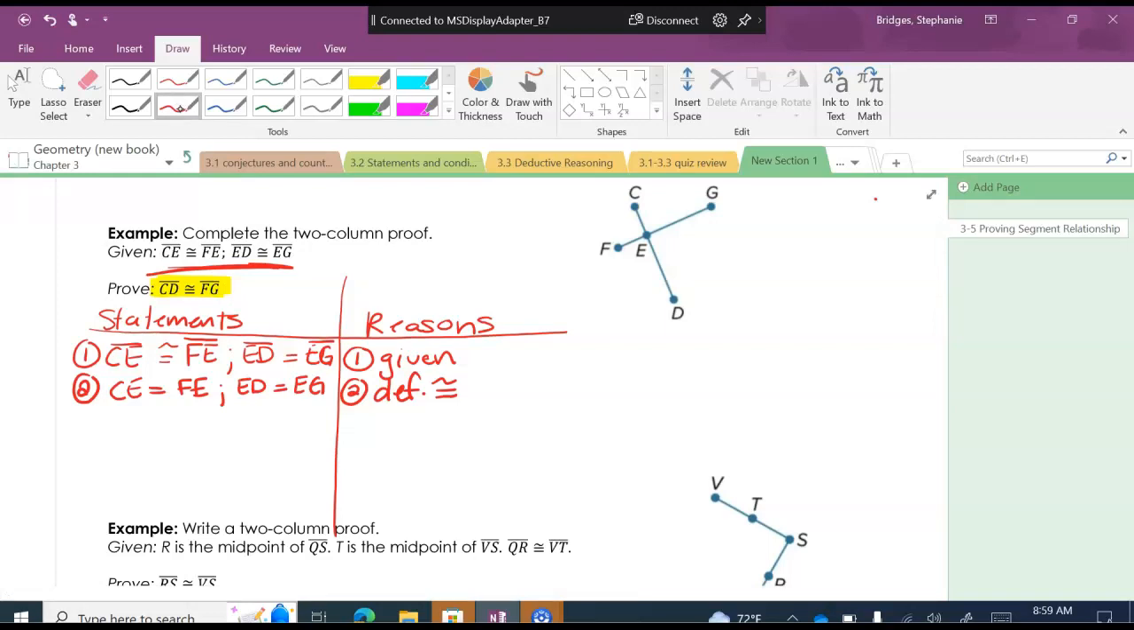So what I want to do is look at my picture. I've marked the congruent parts. I have nowhere else to go based off of what I'm given. So now I need to go to my picture and say, is there anything else I can say? And what I mean by that, is there anything you can tell me about CD and FG just by looking at your picture? It's very similar to what we did the last question.